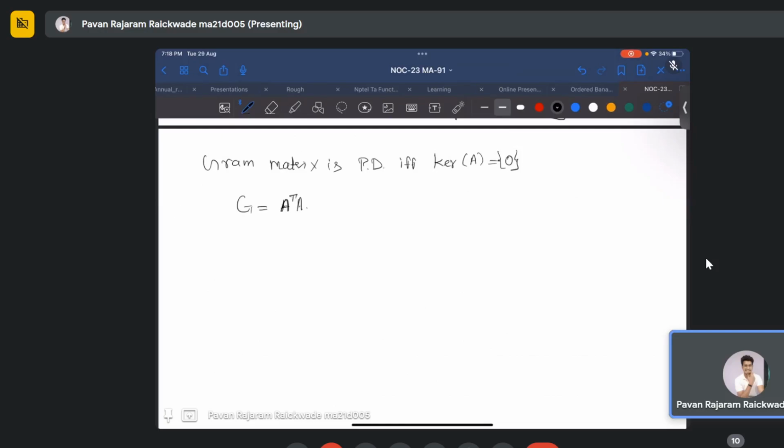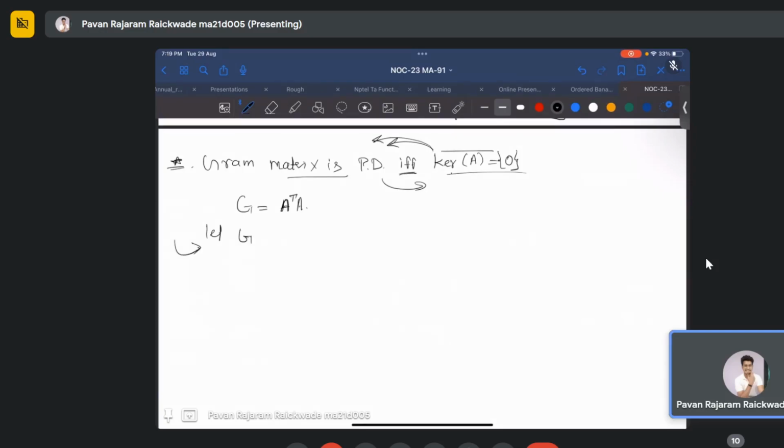Okay, so we can try right now. If and only if, right? So let's say G is positive definite. We want to show that the kernel of A is 0. Let's see how we can proceed. Whenever there is an if and only if statement, you have to go both ways: assume this condition and prove that condition, then assume that condition and prove this one. So we'll go this way first.